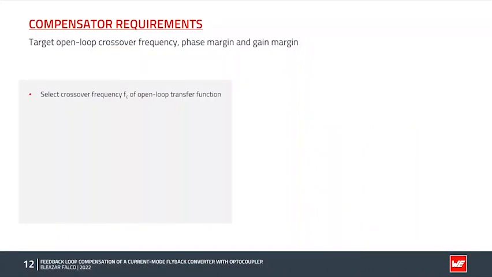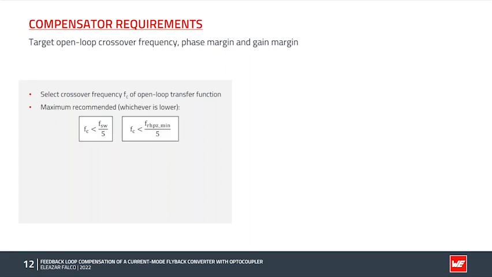The first step is to select the target crossover frequency of the open loop transfer function. Here we must consider that the higher the crossover frequency, the faster the reaction time of the closed loop system will be. However, there is a maximum recommended limit, which is 1/5 of the switching frequency or 1/3 to 1/5 of the minimum right half plane zero frequency, whichever is lower.